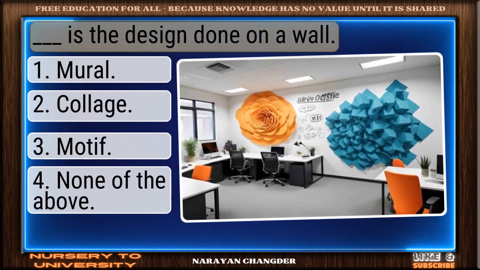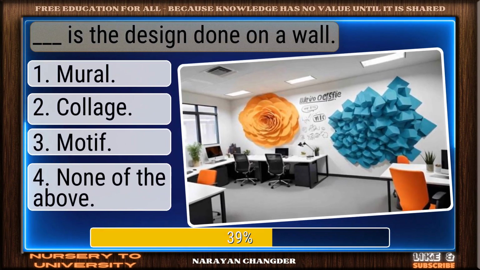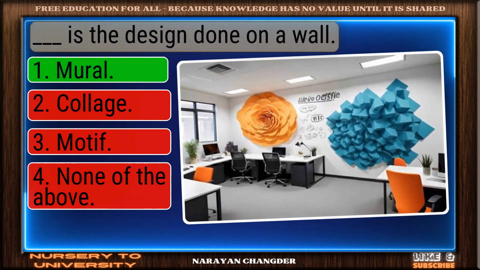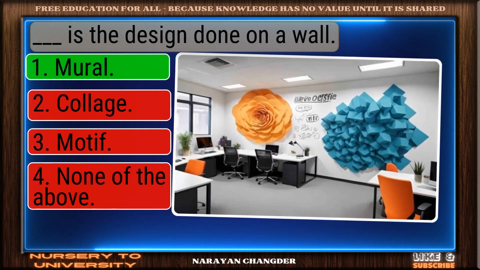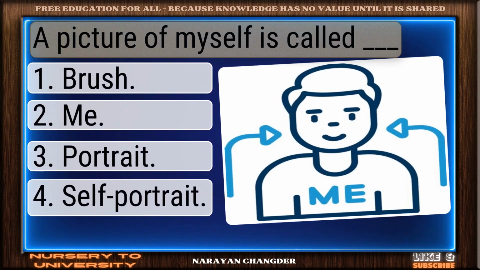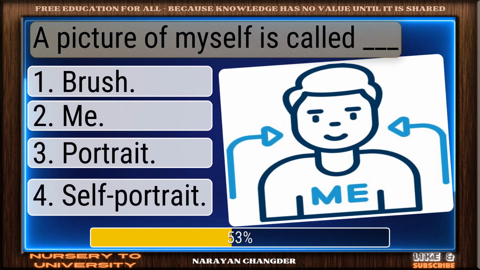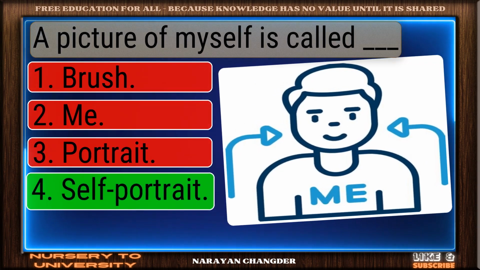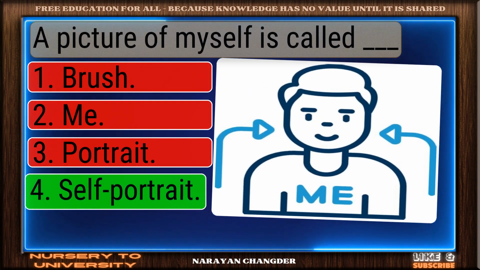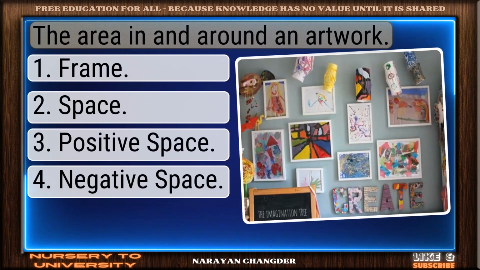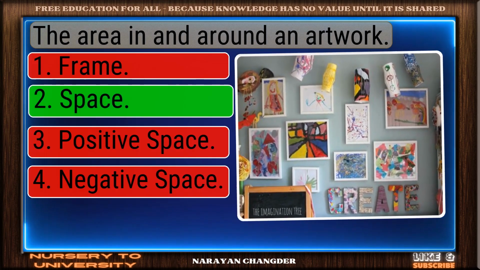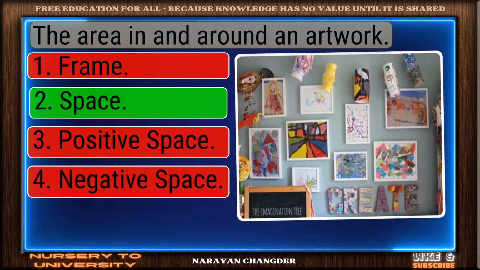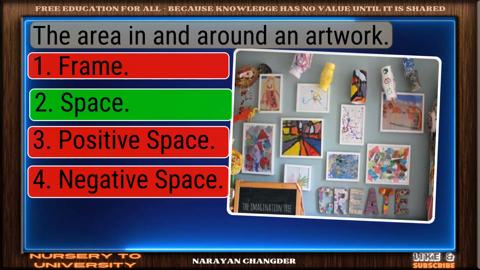Dash is the design done on a wall. Nice selection. Mural is the correct and valid answer. A picture of myself is called dash. On track. Self-portrait is the correct answer. The area in and around an artwork. Clear logic. Your choice, space, is sound and 100% true.